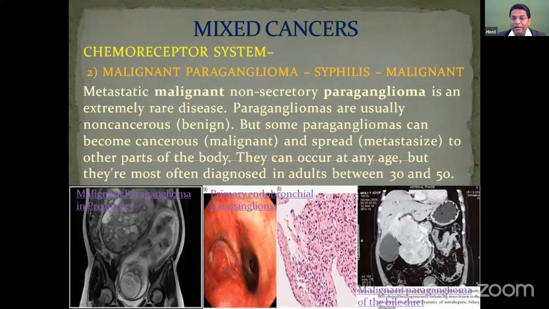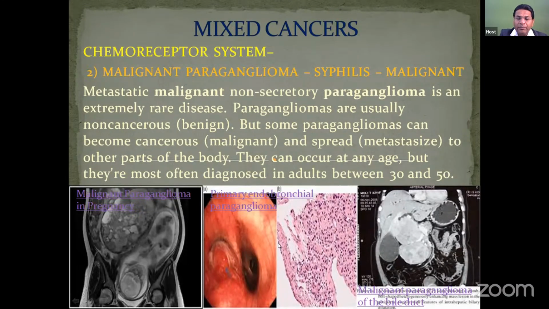It is very rare. Paragangliomas are usually non-cancerous, but some paragangliomas can become cancerous and spread, metastasize to other part of the body. They can occur at any age, but they are most often diagnosed in adults between 30 to 50. So you can see in the pregnancy, this is paraganglioma, malignant. Yes. So in pregnancy, pregnant woman में ये paraganglioma appear हुआ.